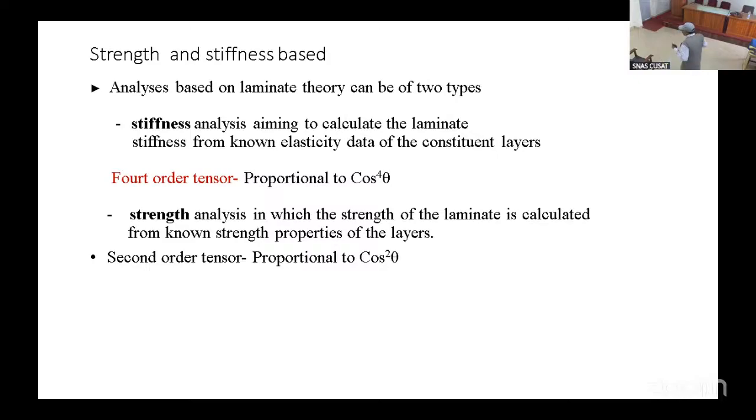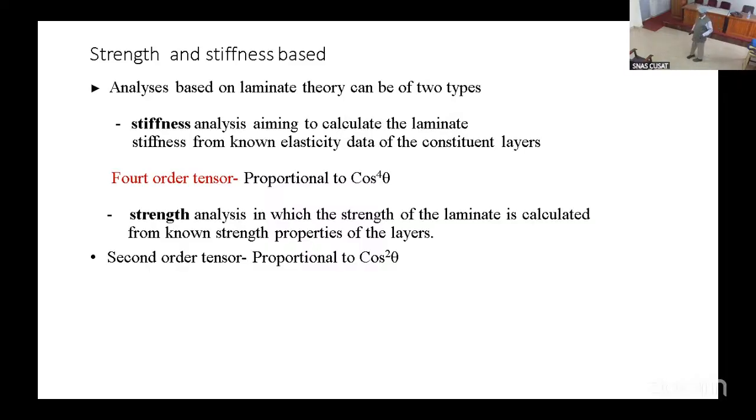Whereas for vibration, the frequency is 1 by 2 pi into root of K by M, where K is the stiffness and M is the mass. So for a structure that undergoes vibration, the design is very different; it is stiffness based design.